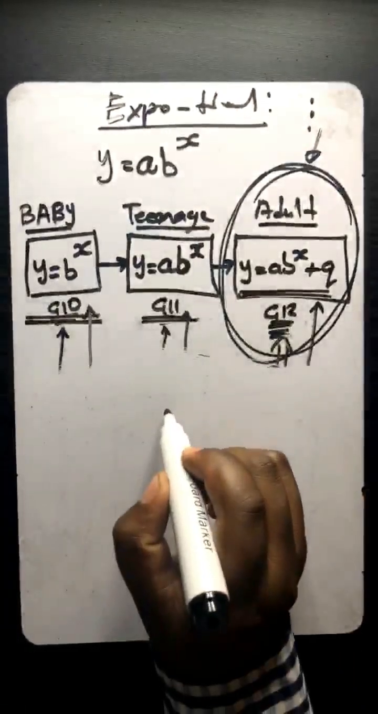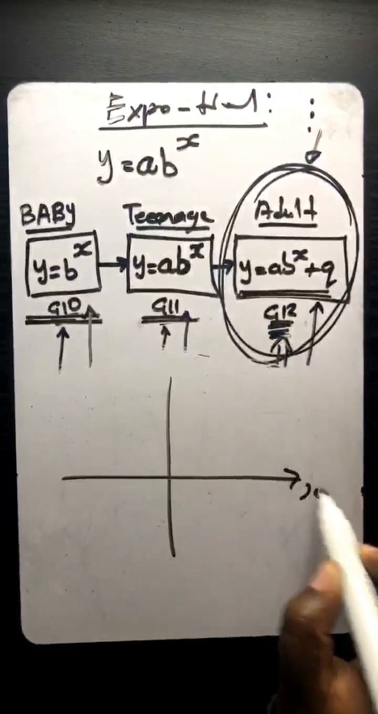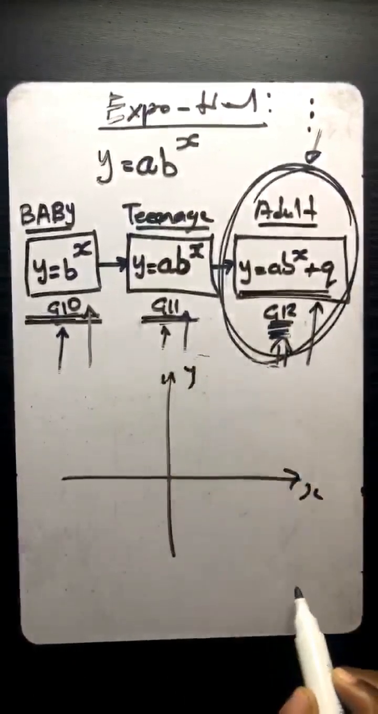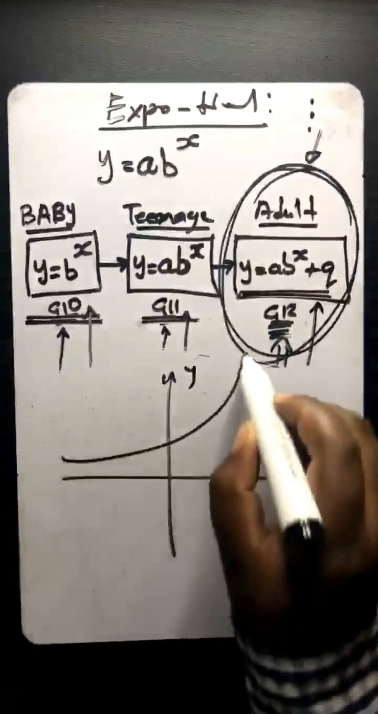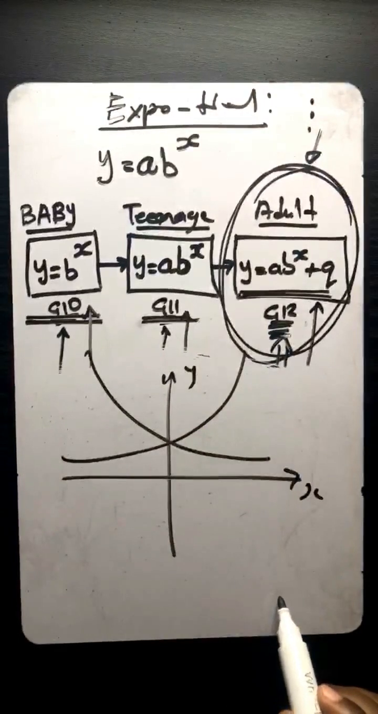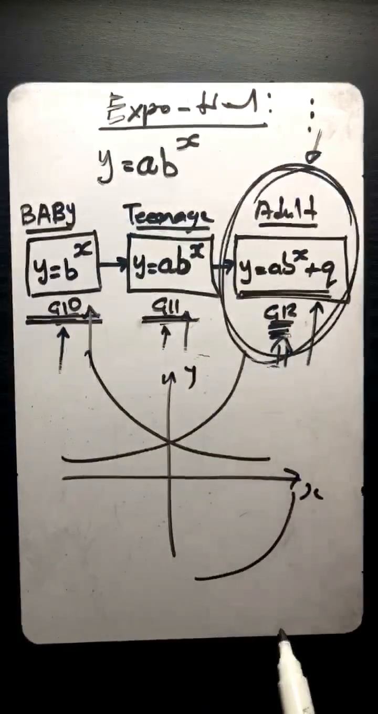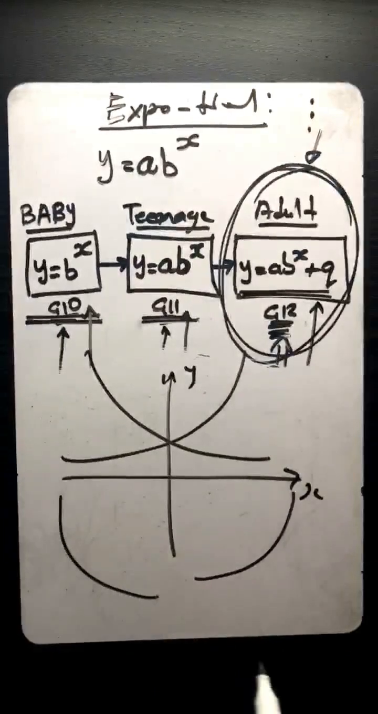So an exponential type of a function on a Cartesian plane, which has the x and the y. It's something similar to that or something similar to that. That's how an exponential function looks like. Just that. Or just that.